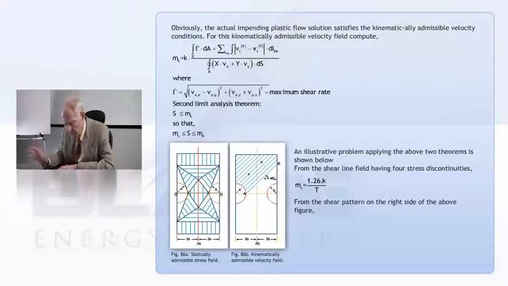But taking the result of Windsor and Carrier, which was that the load was 2k times 1 plus sine beta, you can scramble around and figure out then that your multiplier, and we're just calling T the load, so the multiplier is 1.26 k over T. So that sounds pretty good.